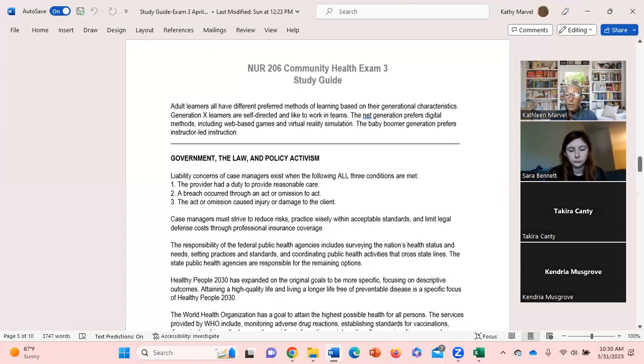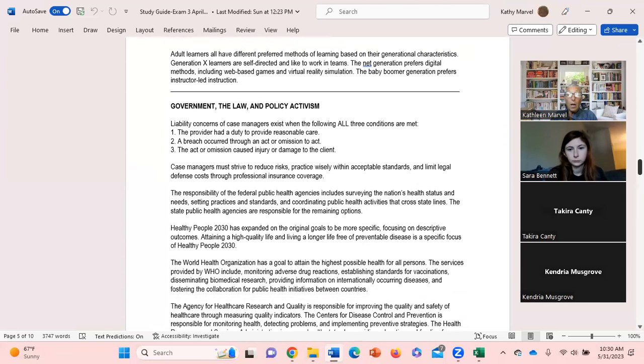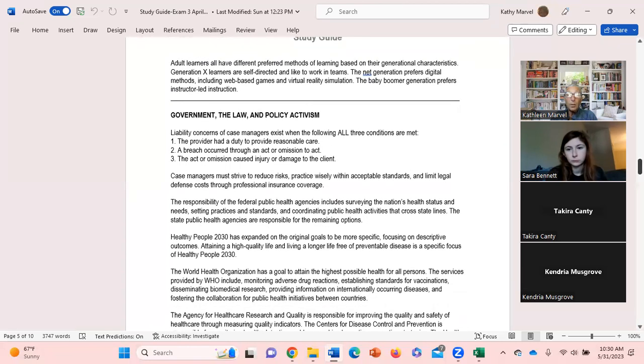The next section is government, law, and policy activism. You need to understand what liability is. Three conditions need to be met for there to be negligence. The provider had a duty to provide reasonable care. There was some kind of a breach that occurred, or an omission. And then the omission or breach caused injury to the client.